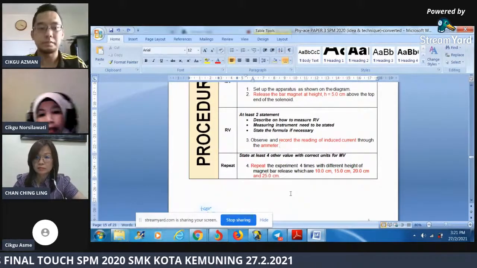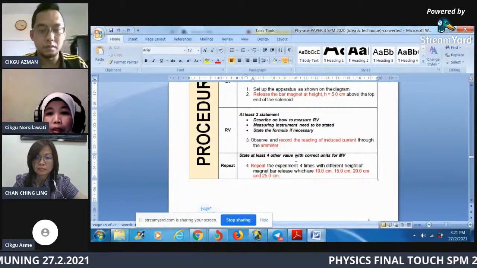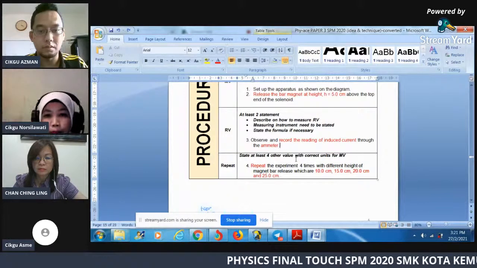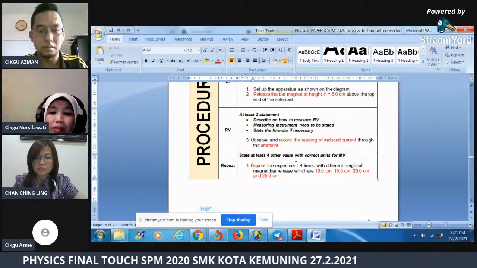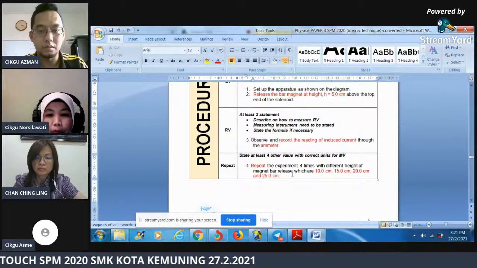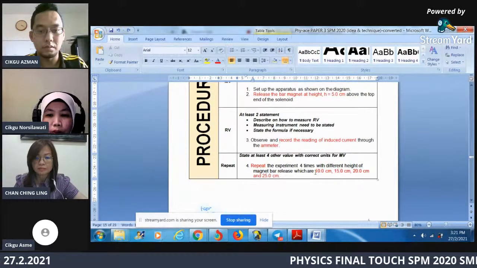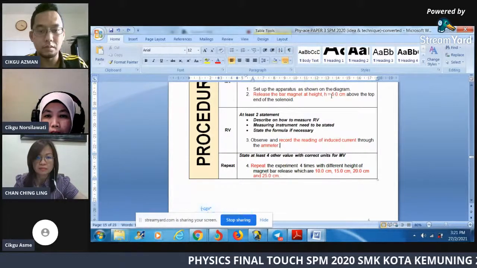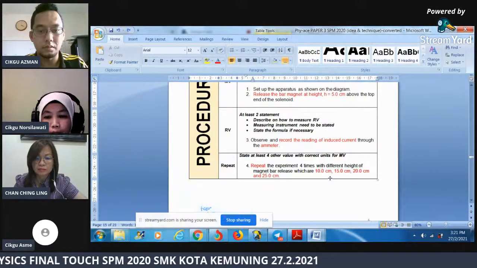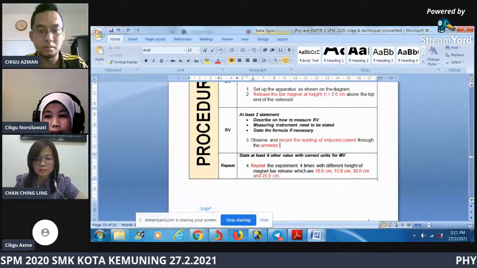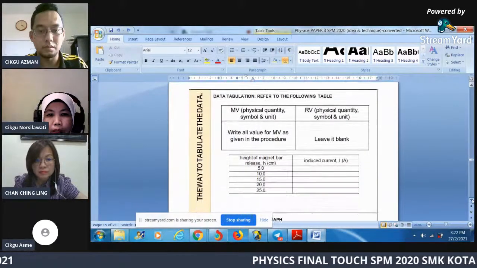And the last one, repeating experiment. At least 4 other value because you already start with a height where the bar magnet would be released is 5.0 centimeter. Okay, then you follow with 10, 15, 20 and 25. So semua ada altogether 5 readings. Okay, so remember the manipulated variable 5, 10, 15, 20 and 25. This one must be tabulate, okay, in the table after this. Okay, yang tu semua kena tulis, alright? Yeah, the tabulation of data.